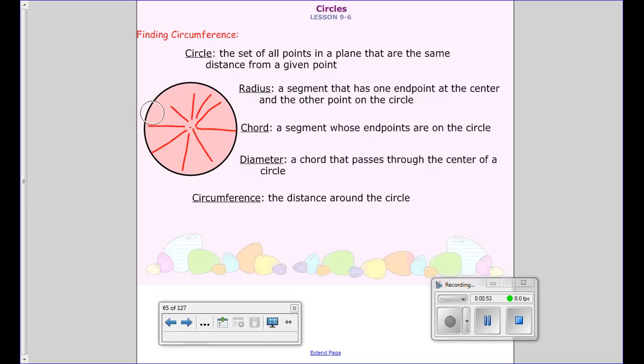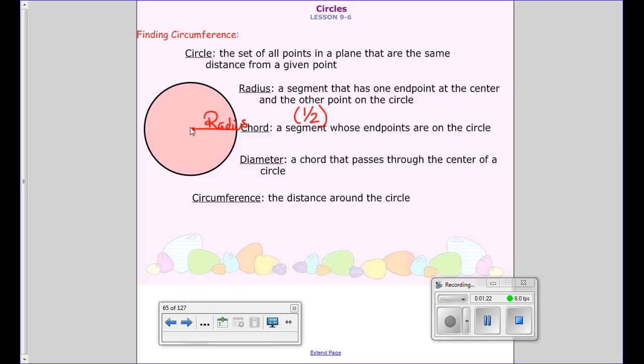Okay? Then they talk about the radius. When we talk about the radius, that is a segment that has one endpoint at the center and the other endpoint at the side of the circle. So for example, if that was the middle, this could be the radius, because it is half the distance to the other side. All right, so that's radius.